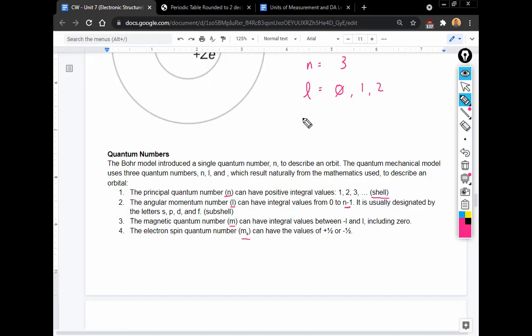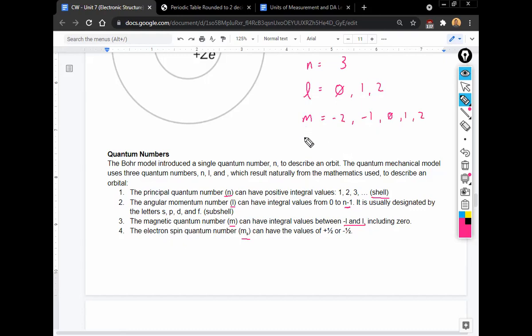The third quantum number is the magnetic quantum number. It's M, and it can have integral values between negative L and L, including 0. If you notice, it can be negative L, which is negative 2. So it can have negative 2, negative 1, 0, 1, and 2. Basically, negative L to L. I know this is kind of weird right now, but it'll make more sense once we start using these to describe various electrons. It's not too difficult.